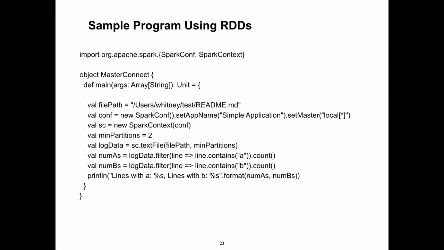And then here's a sample program using RDDs. Again, we need to create a Spark context. We have to configure it, so I gave it a name and then set the master. And when I read a text file, I can specify a minimum number of partitions to use, and then I can do some filters and do some work.